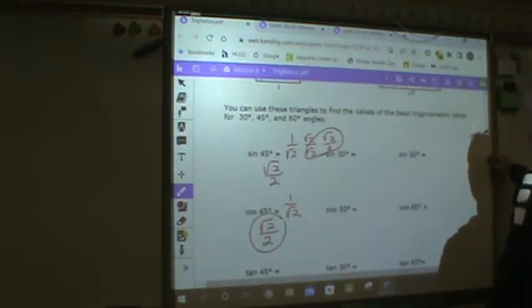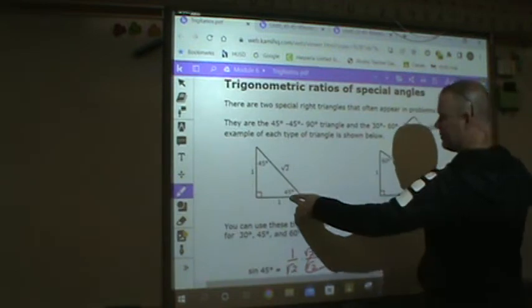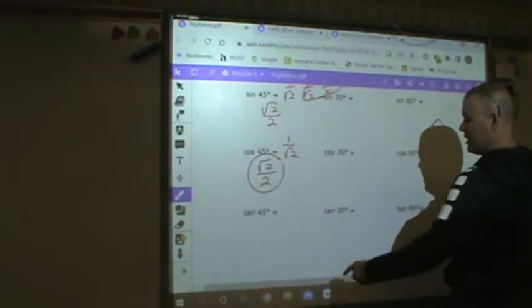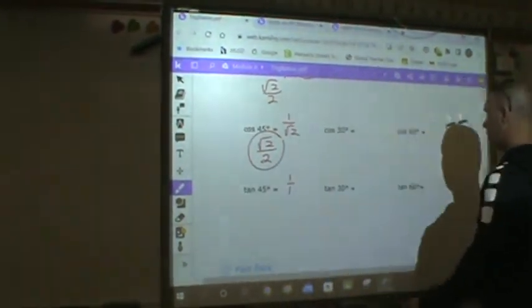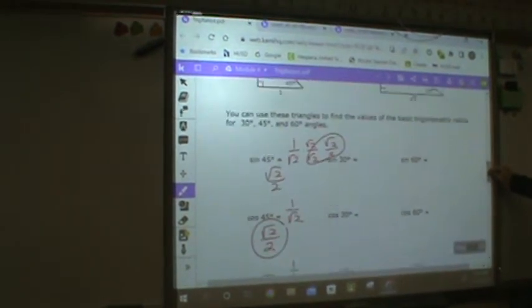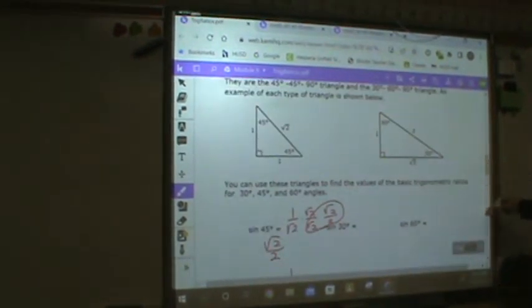The tangent of 45. Tangent is leg opposite over leg adjacent. So the tangent for this is going to be 1 over 1. Done. All right? Now, what about in my other triangle?